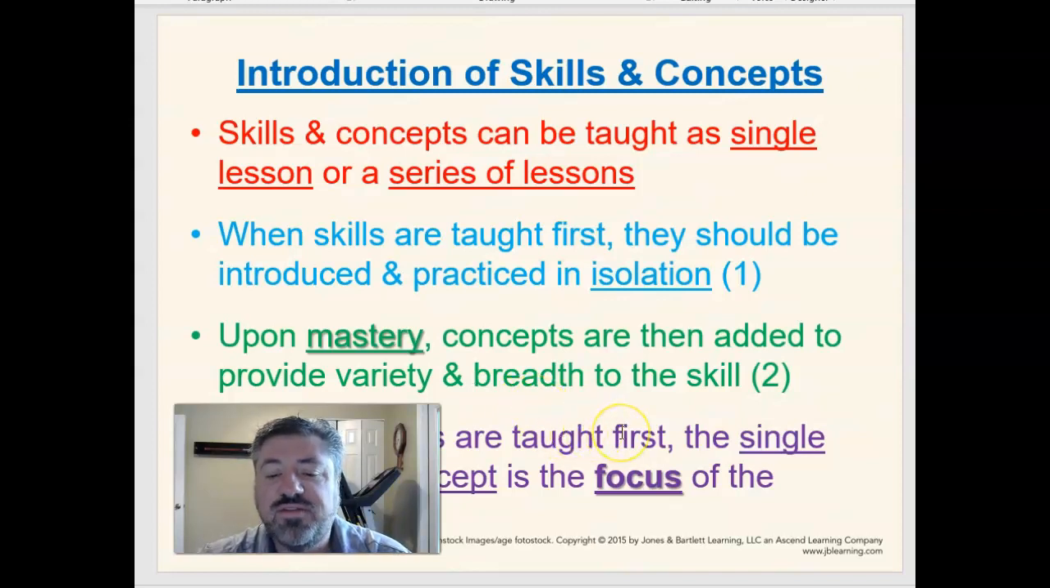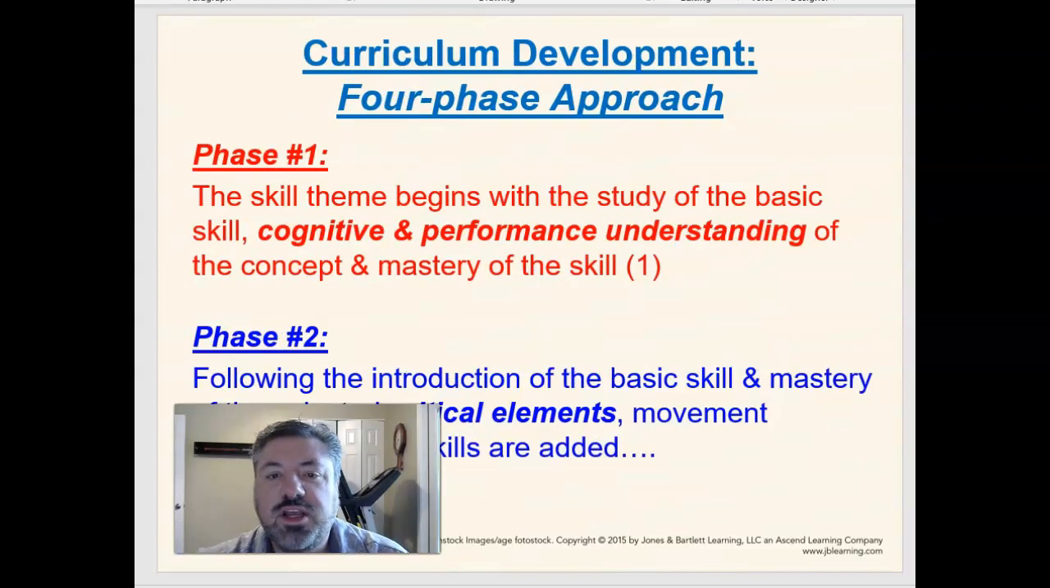When concepts are taught first, the single movement concept should be the focus of the lesson. The activity and multiple concepts, when you're adding in your variables, are really later on for more advanced learners. So really focus your lesson on the initial movement concept and then progress as your individuals progress to some different things. Let's talk about the curriculum development approach, or the 4-phase approach of developing curriculum through the skill theme model.